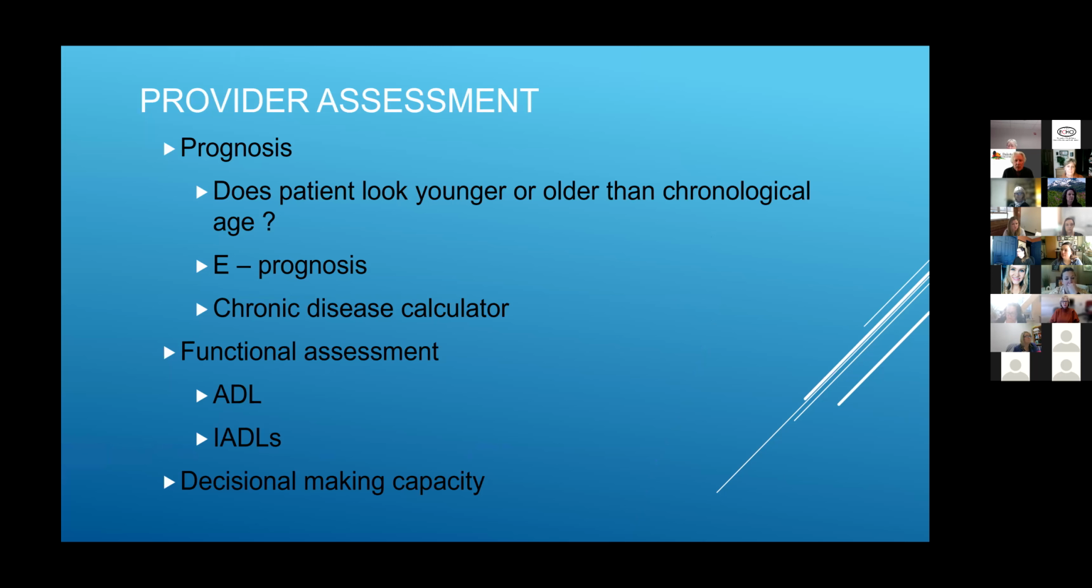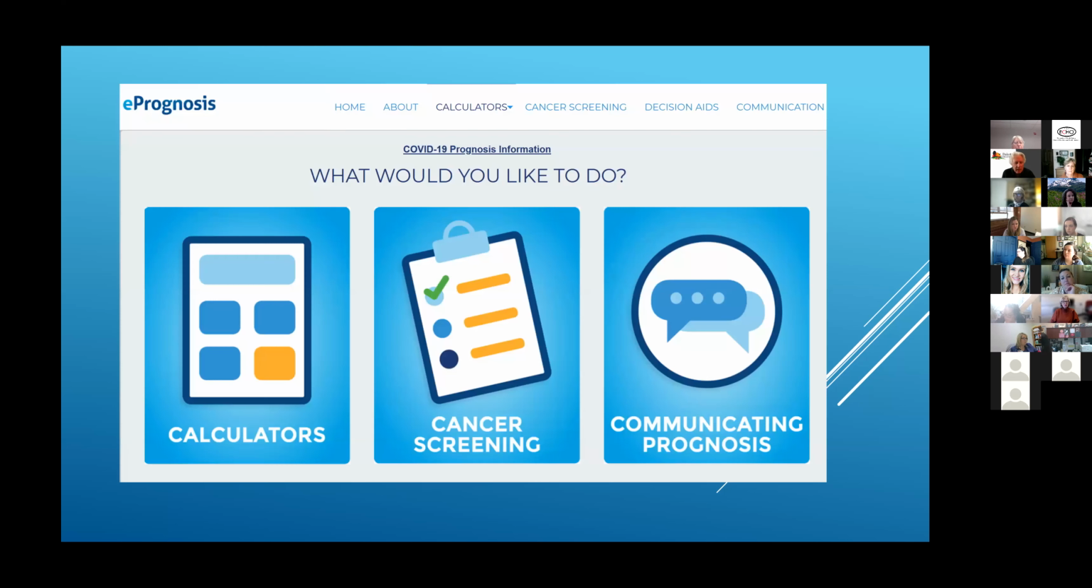Just a quick thing here. If you look at somebody, and they look older than their stated age, then there's a pretty good chance that they are older biologically, and that can help inform your estimation of life expectancy. You can also go to ePrognosis, which is an online calculator for estimated life expectancy. And this is just a reference to ePrognosis.